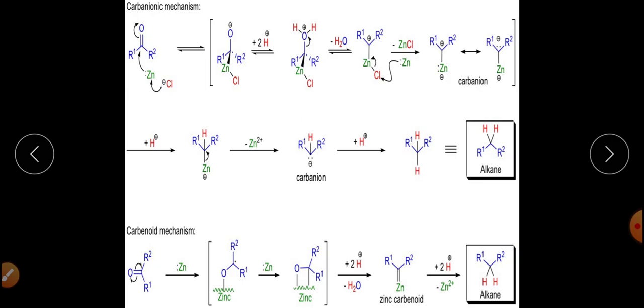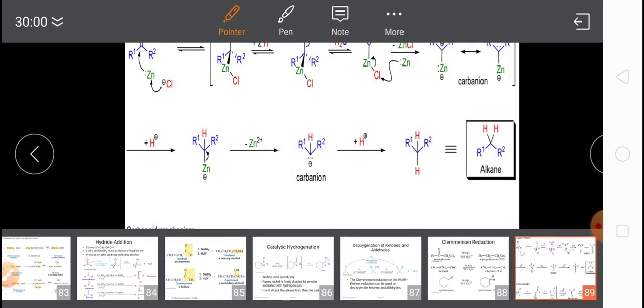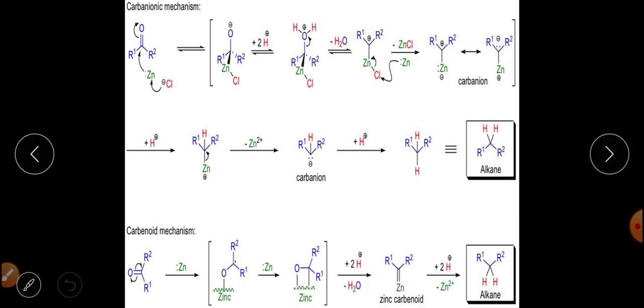Now the beauty of this reaction that I was talking about, the synthetic application of this particular reaction, is how it can be used for the preparation of a particular organic compound, or for the reduction of a particular functional group. So for example, we are having two functional groups inside a molecule.